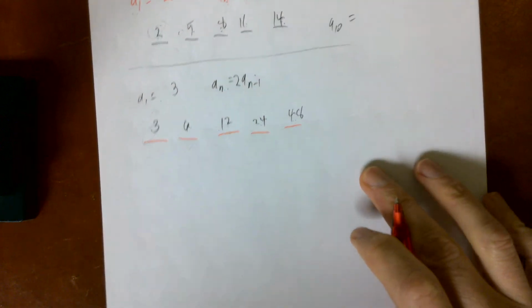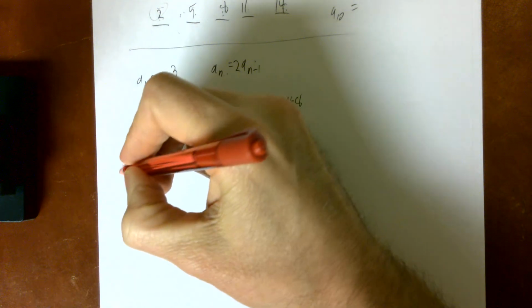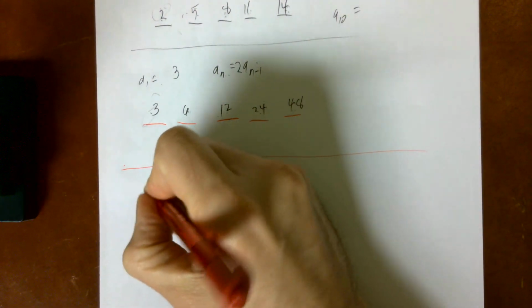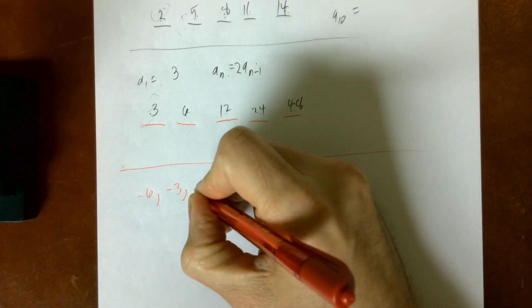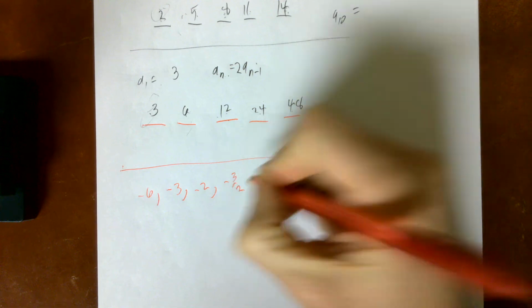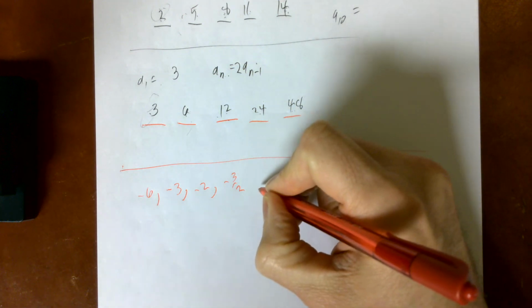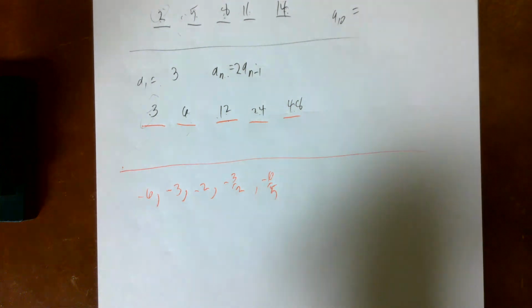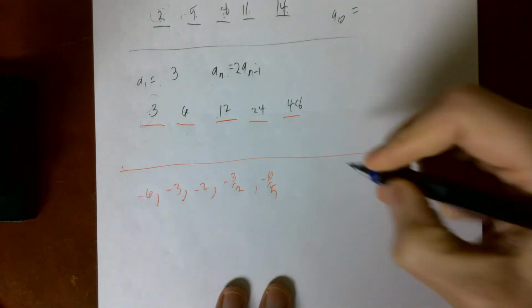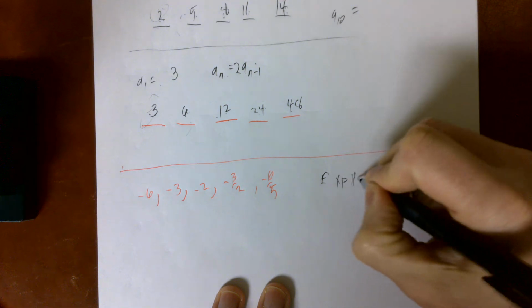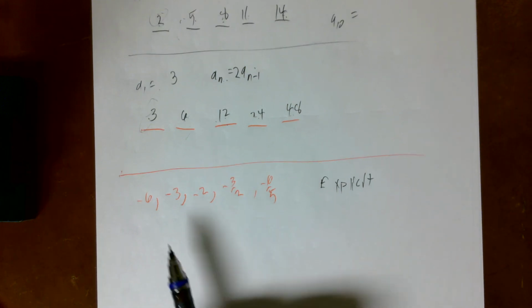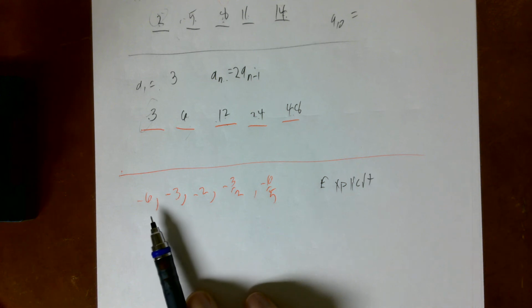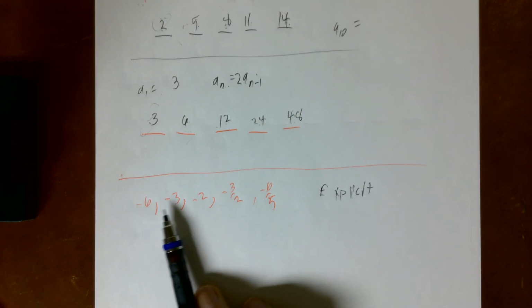So the last little bit we need to do is, let's say I give you a list of numbers. So I give you -6, -3, -2, -3/2, and -6/5. And what I want is an explicit formula. All right? So when I look at this, I've got to think, what do I do to get from here to here, right?